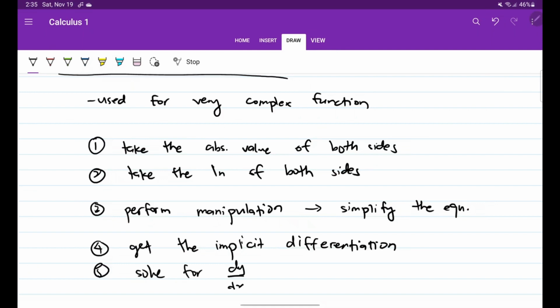Okay? So, ito yung 5-step formula natin to perform logarithmic or absolute value differentiation. So, take the absolute value of both sides, take the ln of both sides, perform some sort of manipulation to just simplify the expression, and then perform differentiation, and then isolate dy over dx.